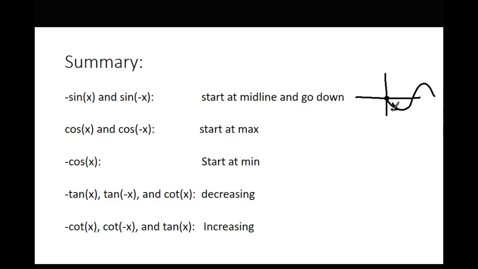Cosine, whether it has a negative inside or not, starts at the max, is what we saw. But negative cosine is different. If you have a negative in front of the cosine, it actually flips it upside down.